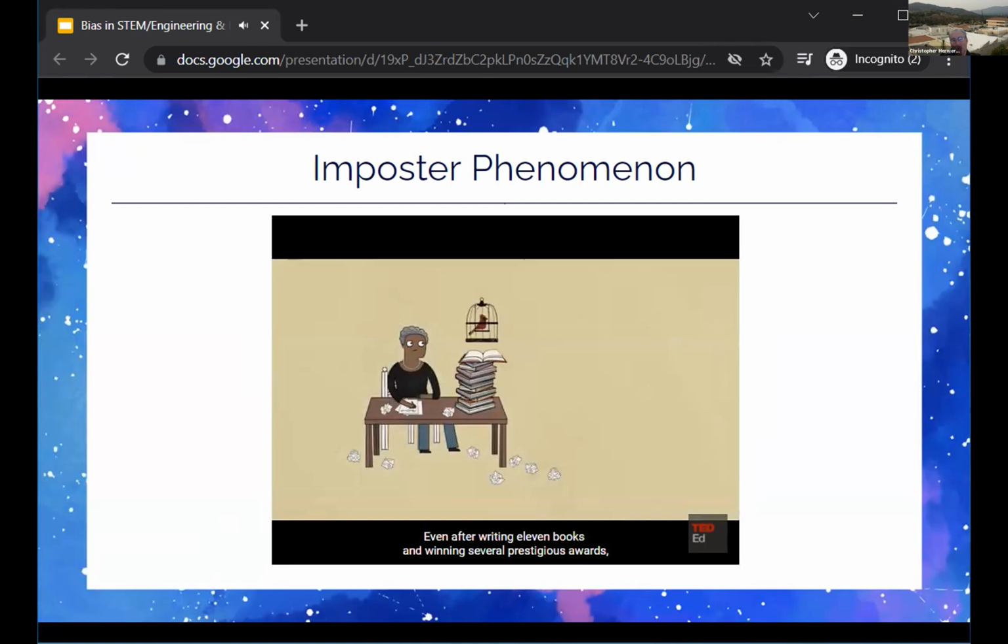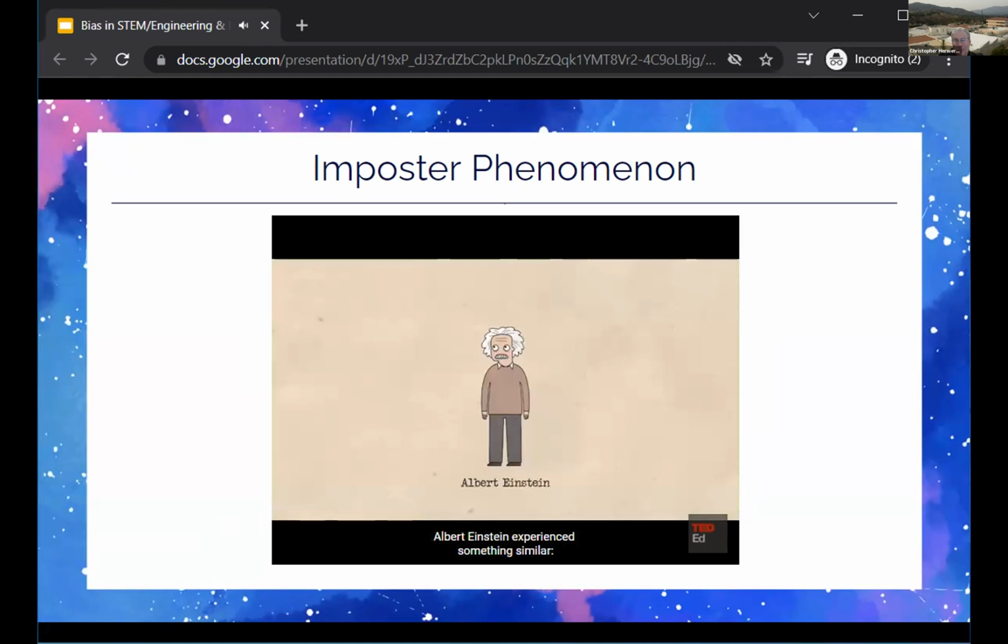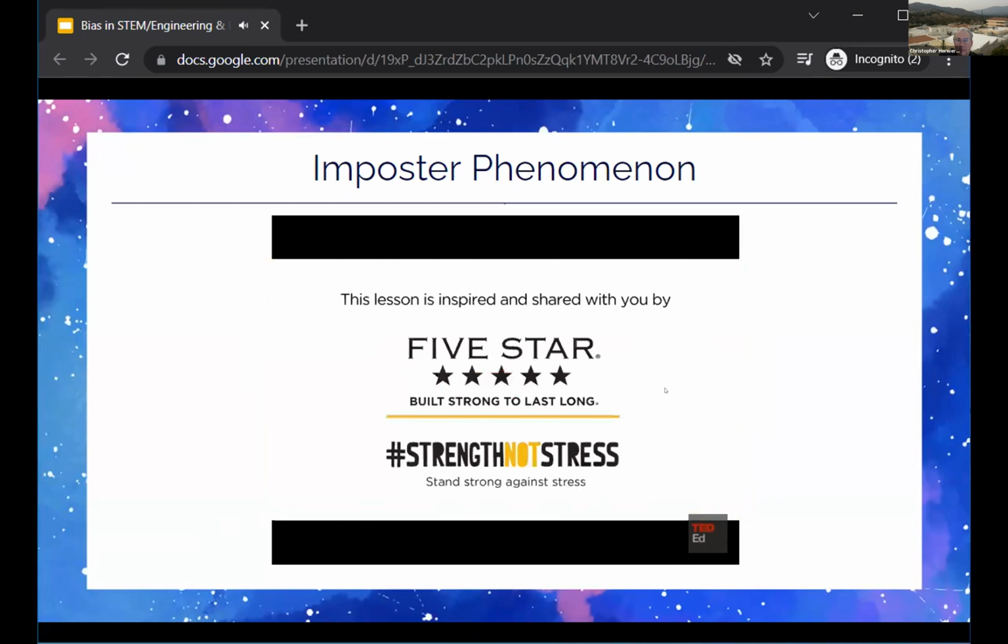Even after writing 11 books and winning several prestigious awards, Maya Angelou couldn't escape the nagging doubt that she hadn't really earned her accomplishments. Albert Einstein experienced something similar. He described himself as an involuntary swindler whose work didn't deserve as much attention as it had received.